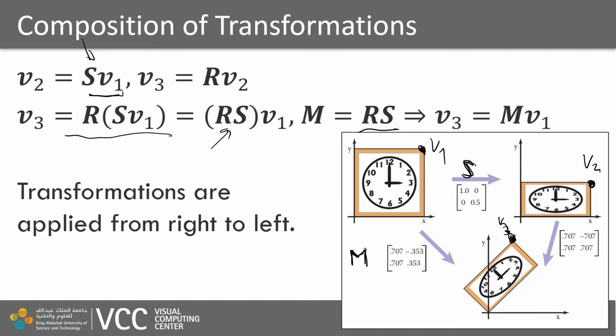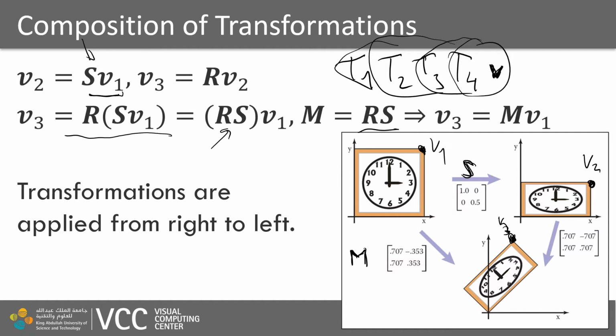Please keep in mind that with a concatenation of transformations like T1, T2, T3, T4, and our vector V, which we want to transform, first we multiply with T4, then the resulting coordinates we post-multiply with T3, and then with T2, and then T1. Not in the left to right order, as somebody might be tempted to do.